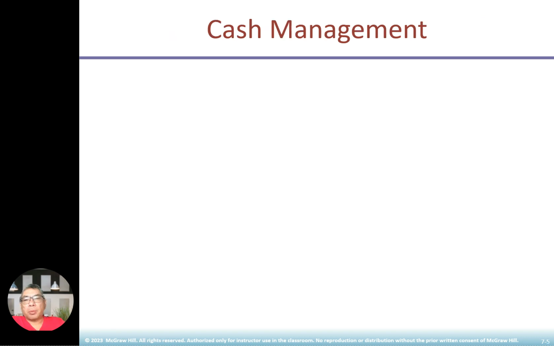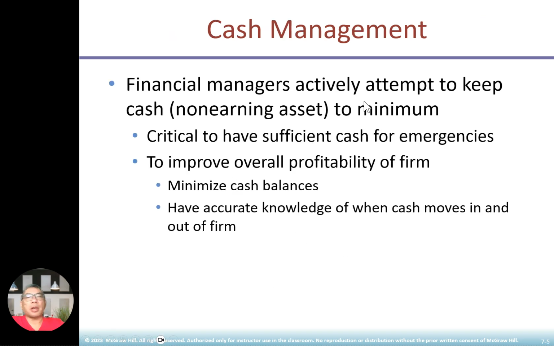All right, let's move on. Financial managers attempt to keep non-earning assets to a minimum. Why? Because it's key to have sufficient cash for emergencies. Remember, cash is king, and if you do not have enough cash, you won't be able to operate sufficiently and efficiently. To improve overall firm profitability, minimize cash balances and have accurate knowledge of when cash moves in and out of the firm.